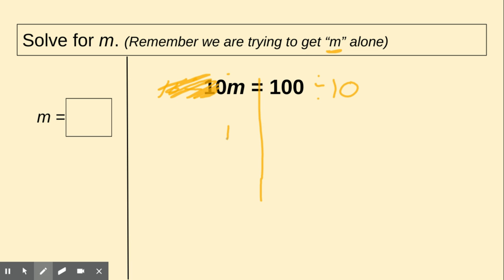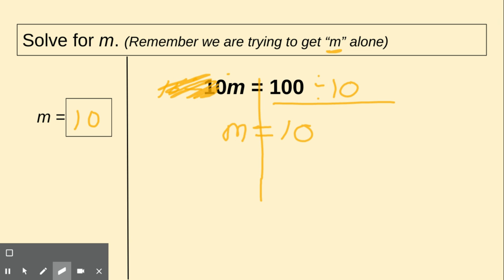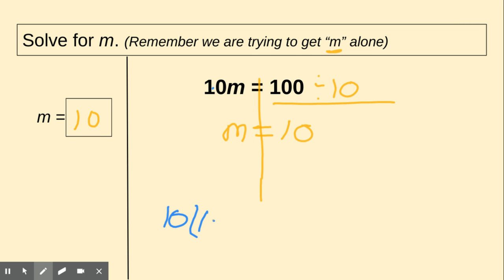Now we have m alone on the left side. And we need to solve 100 divided by 10. 100 divided by 10 equals 10. So m would equal 10. And if we want to, we can check our answer by plugging in 10 for m. So 10 times 10 equals 100. So we know that m equals 10 is correct.